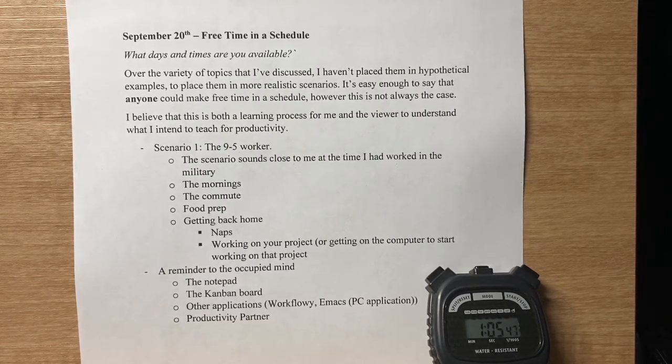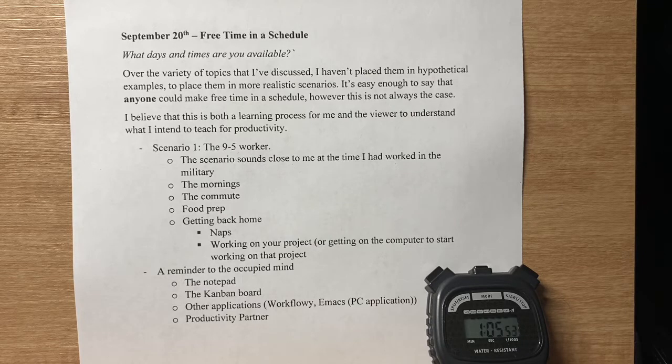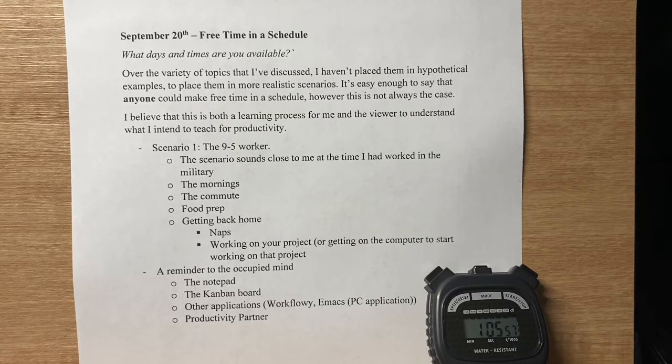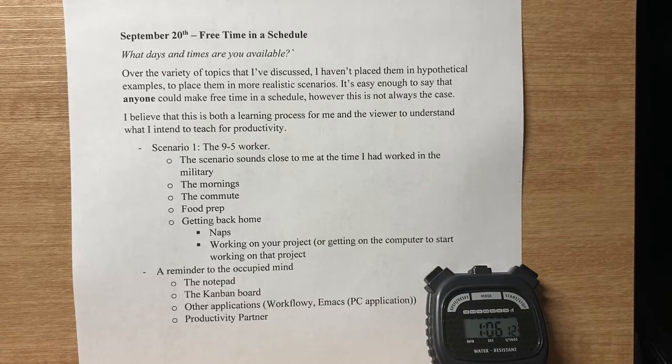Over the variety of topics I've discussed, I haven't placed them in a hypothetical example to place them in more realistic scenarios. It's easy enough to say that anyone can make free time in a schedule. However, this is not always the case. I believe that this is both a learning process for me and the viewer to understand what I intend to teach for productivity. So today I'll be talking about this one scenario, the 9 to 5 worker.